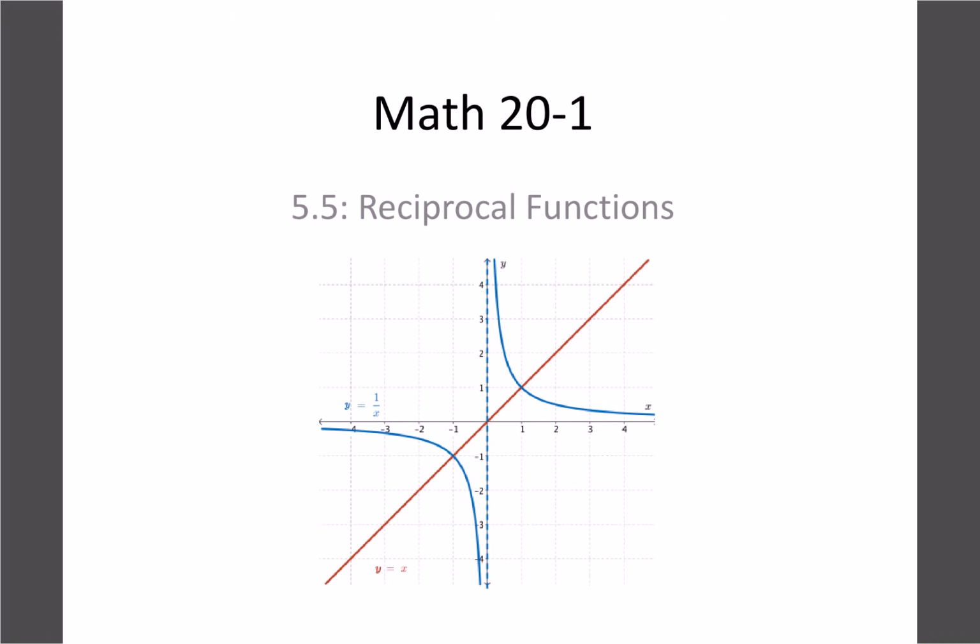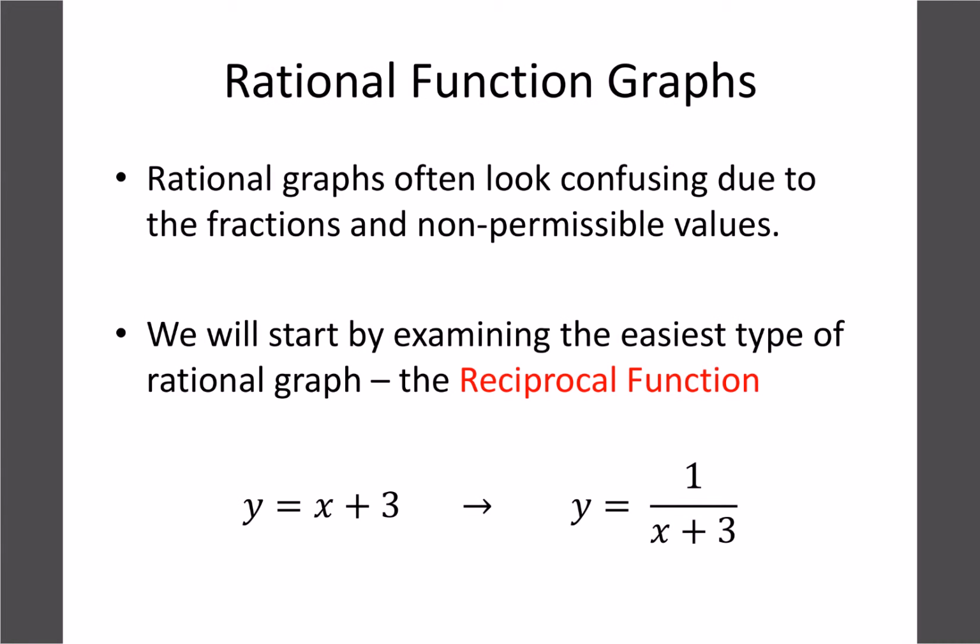If you look at this diagram, y equals x is our red line here. So that's our red diagonal straight line, a linear line. And if we graph 1 over x, we actually get this blue curve. The first thing you notice is they're quite strange looking. We get these weird kinds of graphs when we do fraction graphs. They often look confusing because of the fractions and non-permissibles and things like that. But if we break them down and look at each piece, they're not so bad.